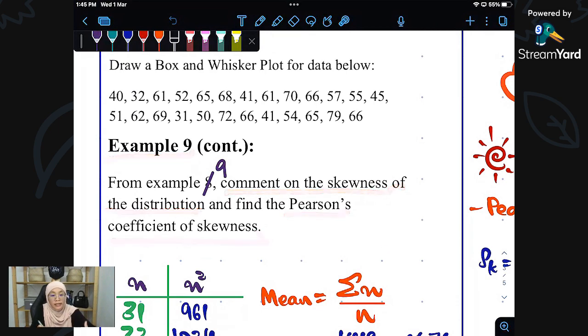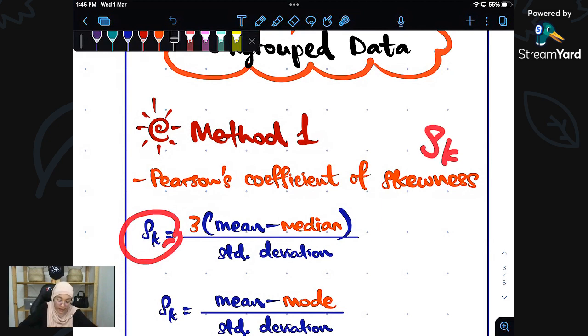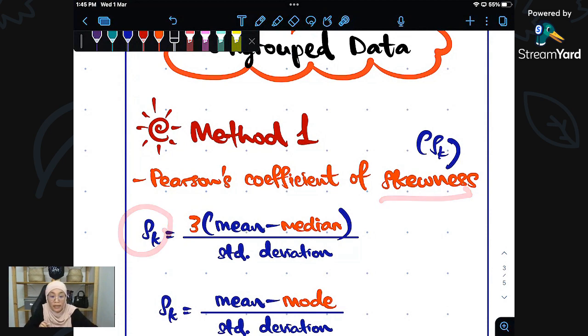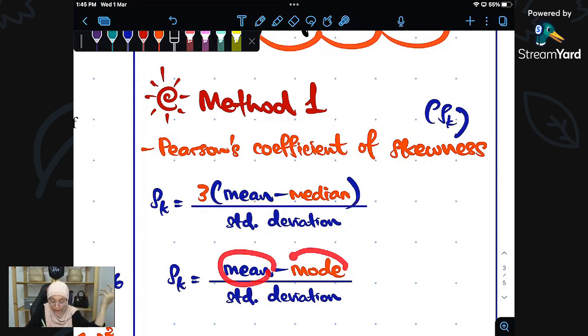All right, so let's learn what Pearson's coefficient of skewness is. Pearson's coefficient of skewness has two formulas, and we label it as SK, kita labelkan dia sebagai SK, K kecil. Setiap kali menjawab soalan skewness bermaksud dia suruh cari SK ni menggunakan salah satu formula daripada dua ni. So it's either 3 times (mean minus median), everything divided by standard deviation, or you can use another formula, mean tolak mode, everything divided by SD, standard deviation.